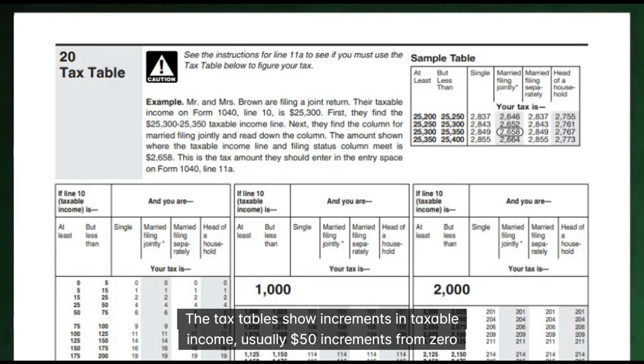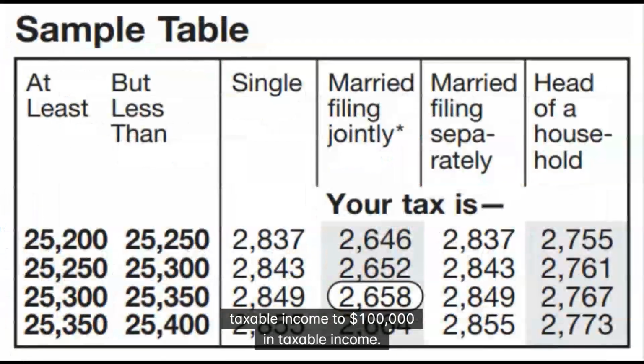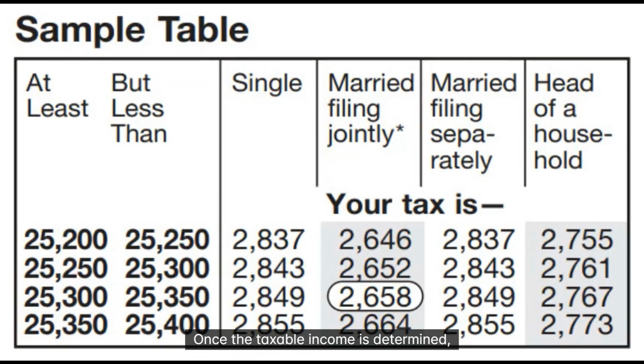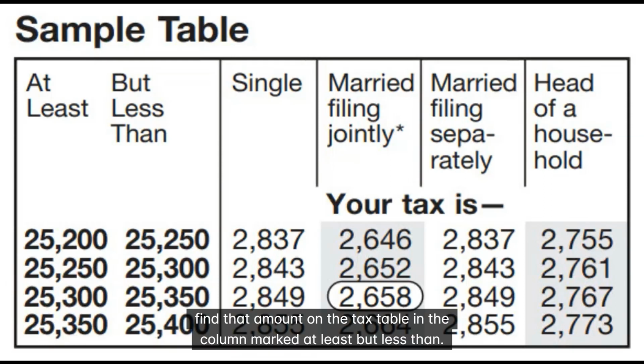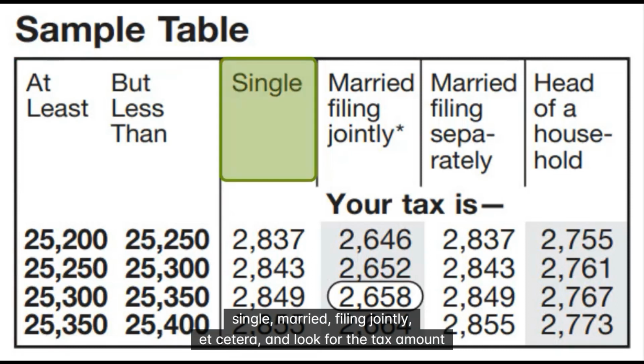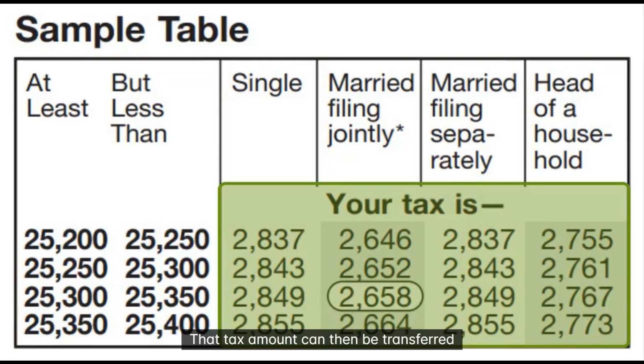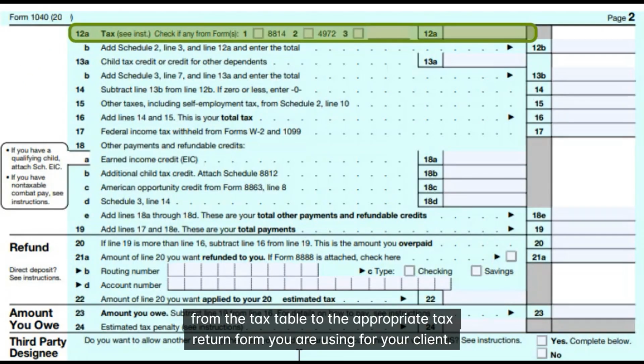The tax tables show increments in taxable income, usually $50 increments, from zero taxable income to $100,000 in taxable income. Once the taxable income is determined, find that amount on the tax table in the column marked "at least but less than." Then look horizontally across the page. Determine how your client is filing: single, married filing jointly, etc. And look for the tax amount that corresponds with your client's requirements.